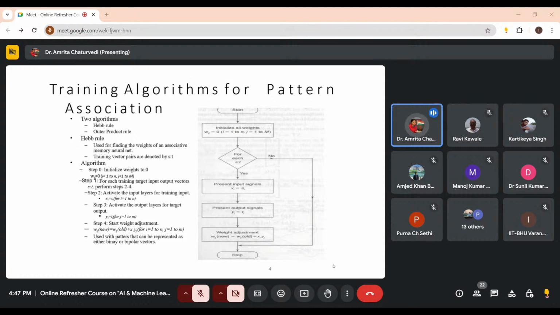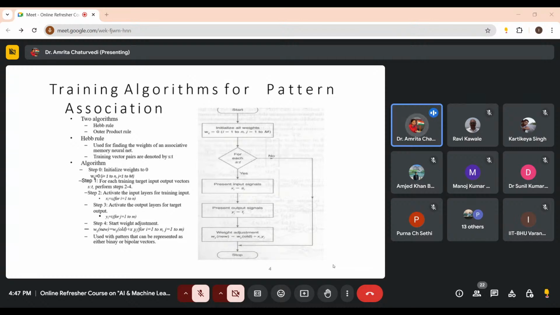Now let us see the training algorithm for pattern association. Two algorithms are there: one is Hebb's rule, another is the outer product rule. Hebb's rule is used for finding the weights of an associative memory, and the training vector pairs are denoted by S colon T. So let us see what Hebb's rule is.